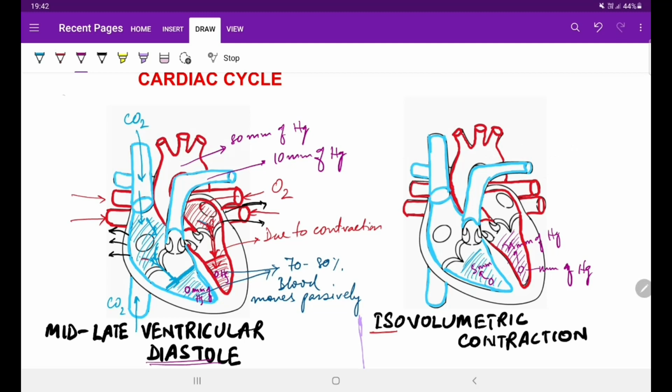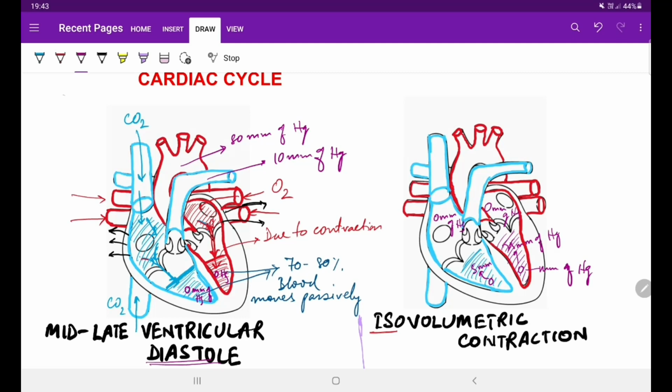And at the same time, we know that atria have pumped their blood into the ventricles, so now they have relaxed, they are under diastole and their pressure has come down to 0 mm of Hg. Both the right atrium and the left atrium are now under very low pressure, that is 0 mm of Hg. So now what happens?